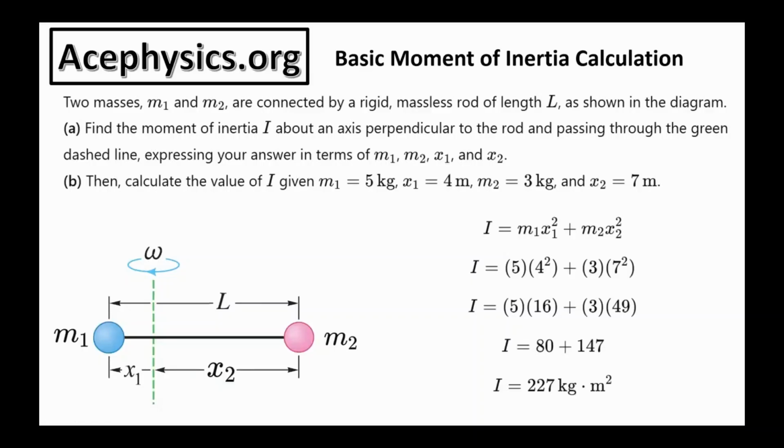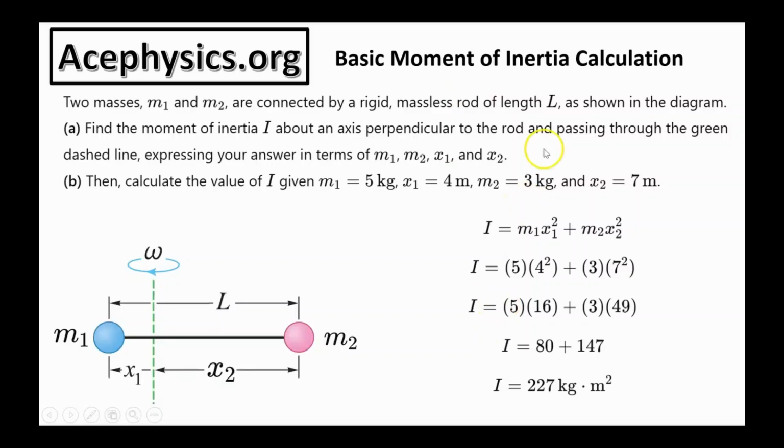Two masses, m1 and m2, are connected by a rigid massless rod of length L, as shown in the diagram. Find the moment of inertia I about an axis perpendicular to the rod and passing through the green dashed line. Express your answer in terms of m1, m2, x1, and x2. Here's mass m1, which is a distance x1 from the axis of rotation, and this is mass m2, and this is a distance x2 from the rotation axis.